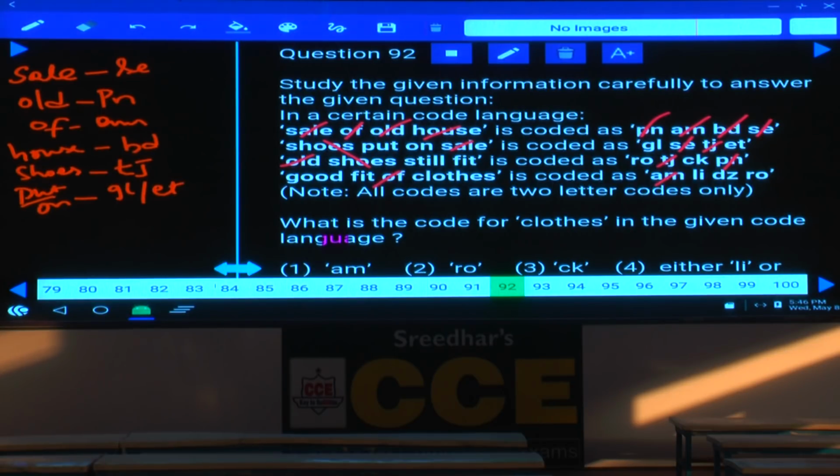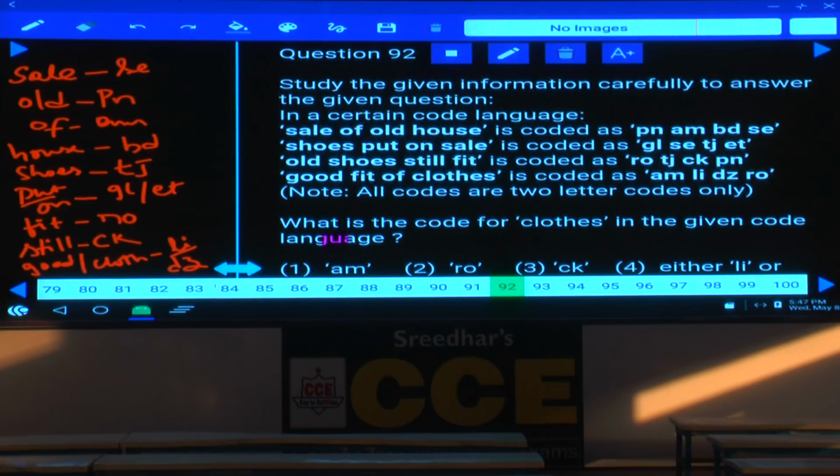Next one, still and fit. Now fit is the word which is common here. As fit is common, the code is RO. The code to the word fit is RO. Then finally we are left with the word still. Tell me what is the code to the word still? Still is CK. If still is CK, finally good and close are the two words left over. Now good and close, tell me what is the code here? It could be either LI or DZ. These are the words and their corresponding codes.